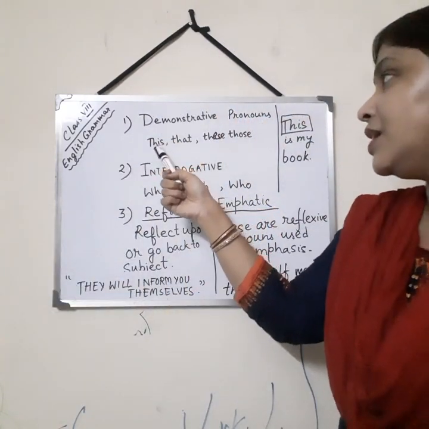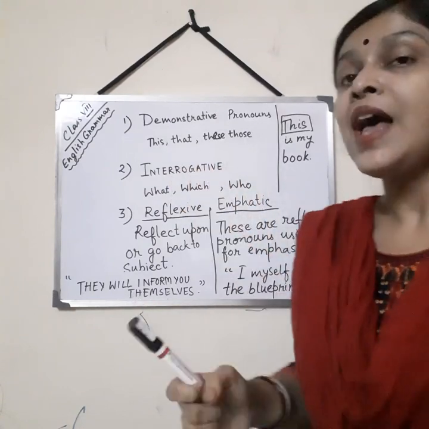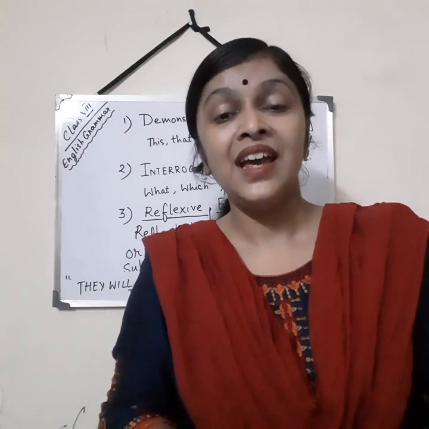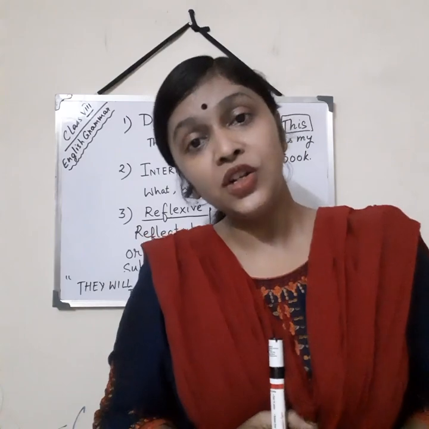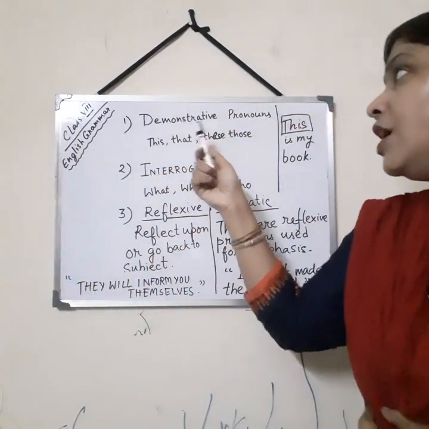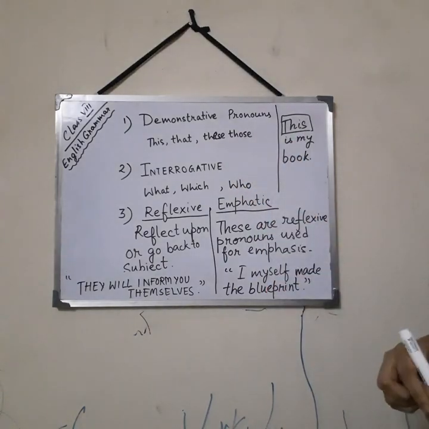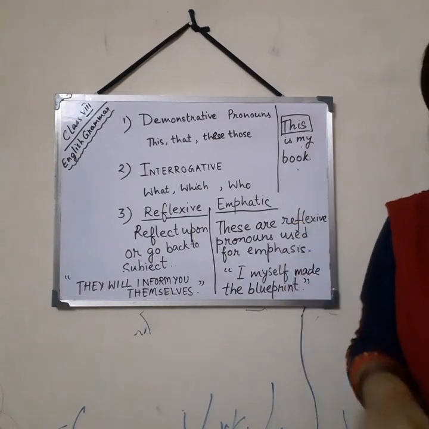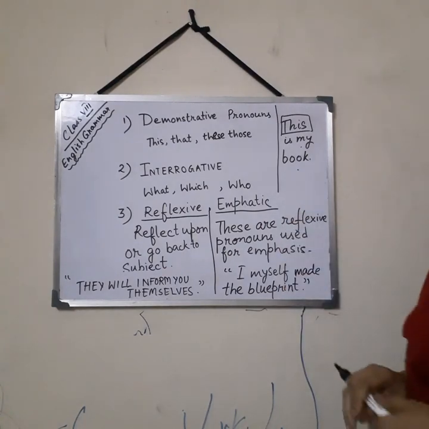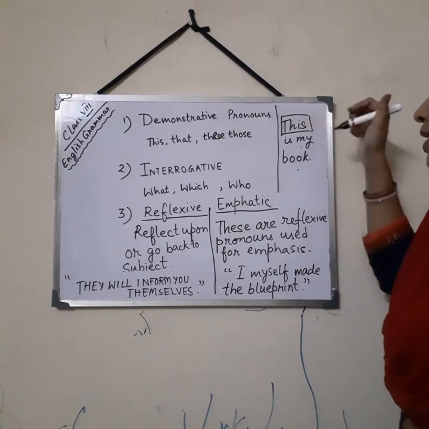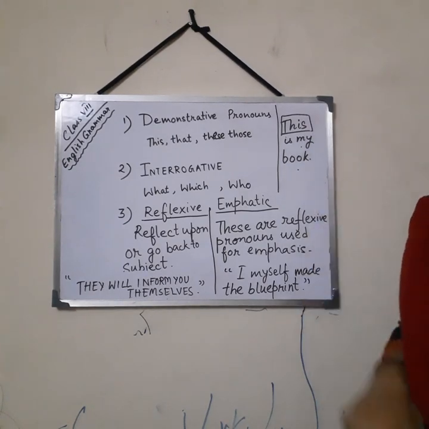Demonstrative pronouns are this, that, these, those, and demonstrative adjectives are also the same. But in the case of demonstrative adjectives, they are placed in front of the noun as opposed to replacing the noun. Demonstrative pronouns are used in this way. This is my book. Here this is working like the subject of the sentence. So this is my book. Here this word is a pronoun, a demonstrative pronoun.